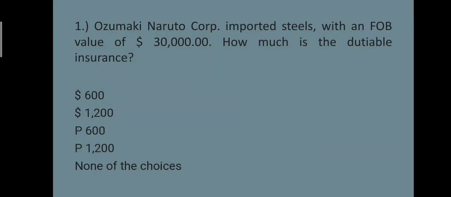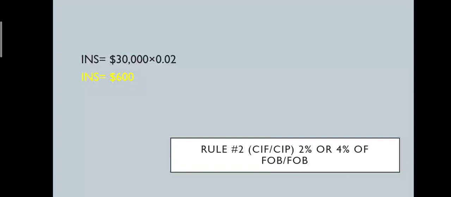Okay, first problem. Uzumaki Naruto Corporation imported steels with an FOB value of $30,000. How much is the dutiable insurance? So, ang gipangita diri guys kay insurance. So, unsa man nga rule atong ma-apply? The shipment is imported steels. So, pila man ka percent sa insurance ang atong gamiton? Kay steels man siya, dili man siya dangerous cargo.